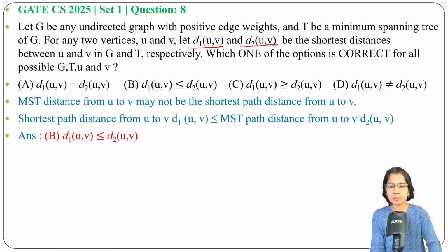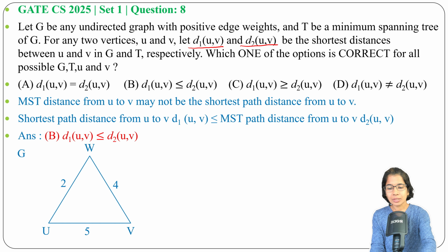Let's take an example so that you can understand. Let this be a graph. Here we have UV with weight 5, UW with weight 2, and WV with weight 4. Now in graph G, the shortest distance between U and V is 5.